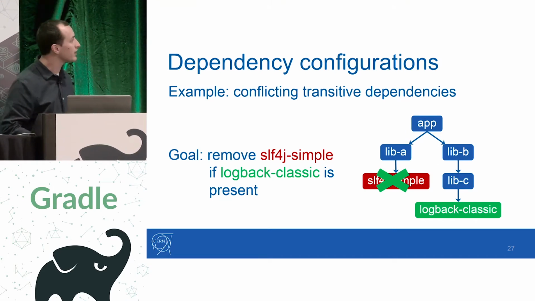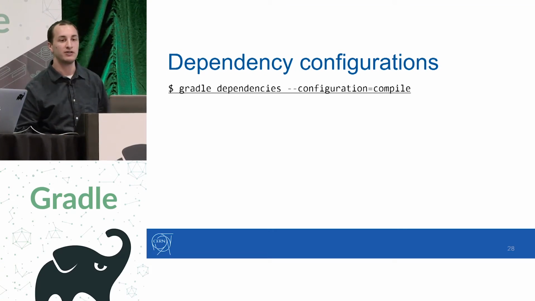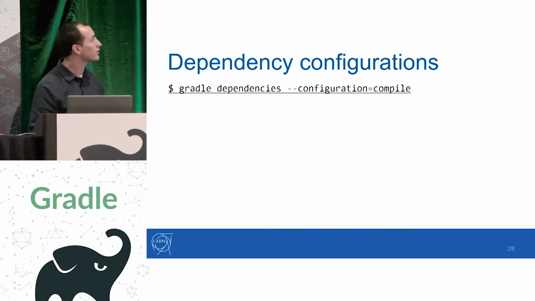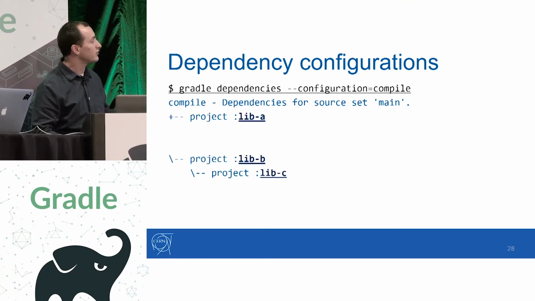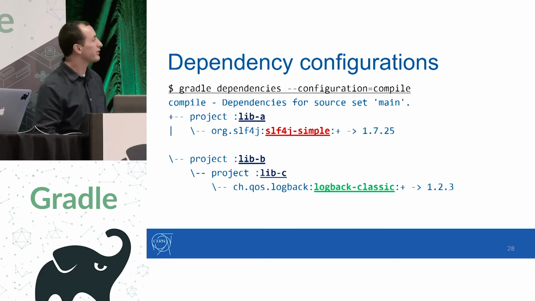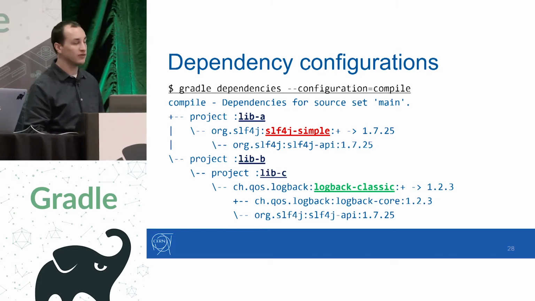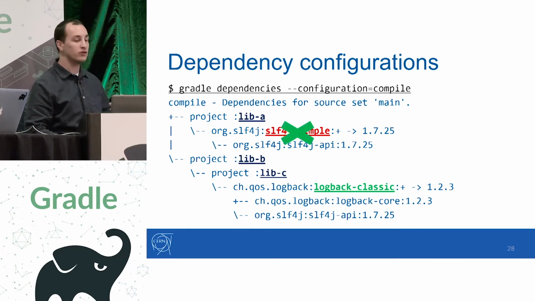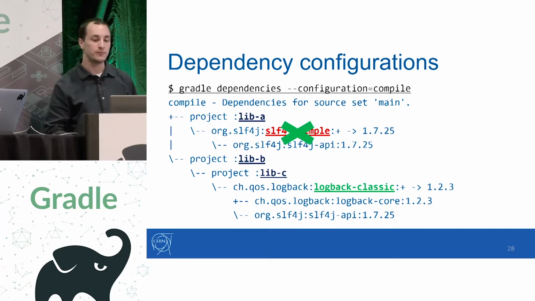But before we go into that, let me show you how the configuration looks like using the dependencies task, which if you're not familiar with, I highly recommend using it. You can filter for a specific configuration, in our case, the compile, and see that you have the dependencies on these libraries, and they depend on the problematic logger implementations, and they have, of course, some transitive dependencies. This task shows you very nicely how your dependencies look like. And of course, still the goal is to get rid of SLF4J Simple, given that Logback Classic is present.